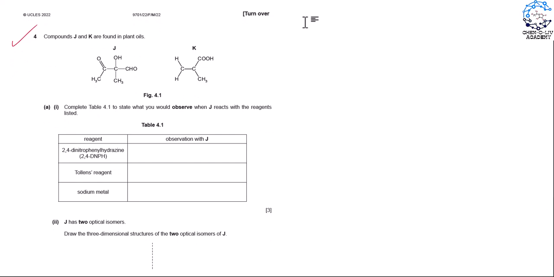Let's move to the next. The next question is about compounds J and K found in plant oil. Complete 4.1, observe J with the reagents 2,4-DNP, Tollens reagent and sodium metal. Let me tell you about these three reagents. 2,4-DNP: a similar question was there in paper 1 of this year also, and I have explained this one.